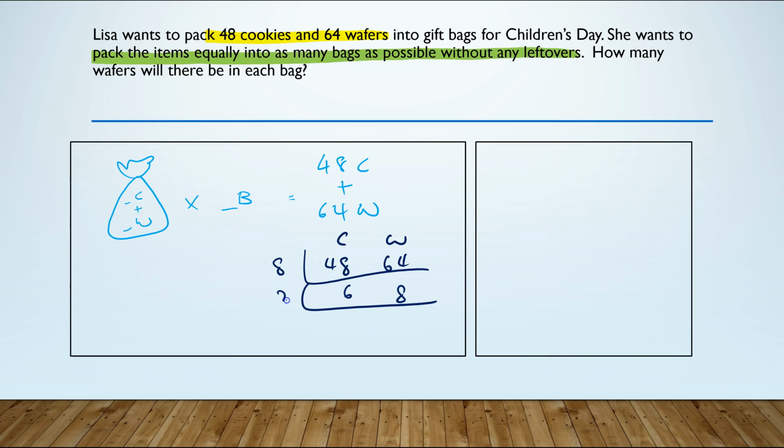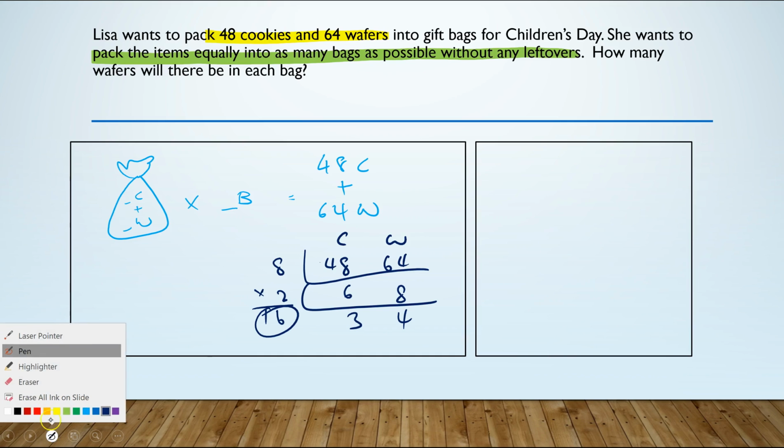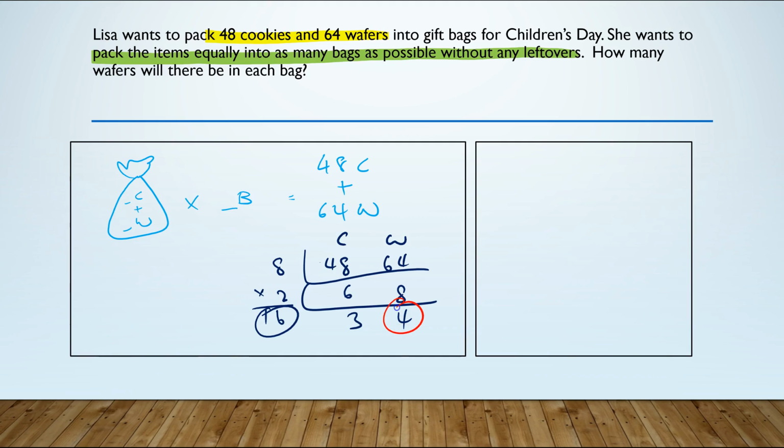So you can divide them further by 2, and you would have a 3 and a 4. And these are non-divisible. Simply put, there would be 16 bags, okay, with 3 cookies and 4 wafers in each bag. All right. So therefore, how many wafers would there be in each bag? The final answer will be 4. So 4 wafers in each bag. So that's the final answer.